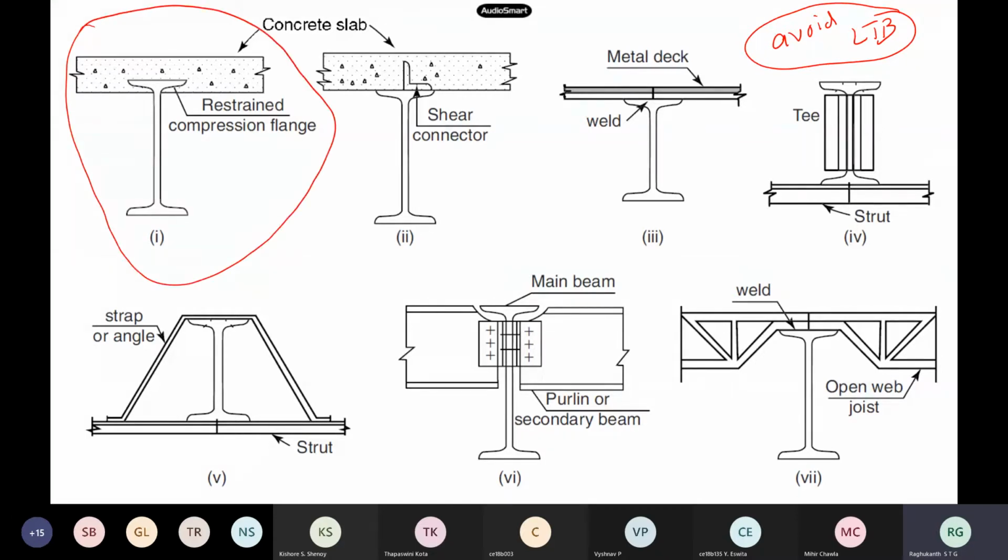Now, what is it that they have done here? Now this beam, whether lateral torsional buckling can happen for this I section beam. See, does lateral torsional buckling occur on the compression side or the tension side? It happens on the compression side. Okay, so now what has he done here?